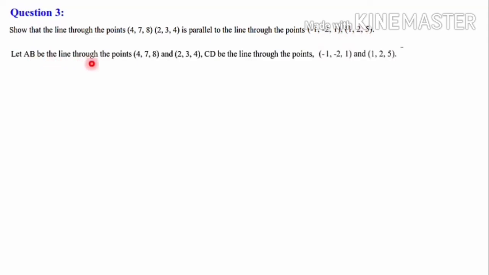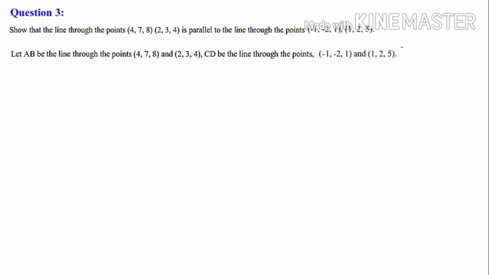So let AB be the line through the points 4, 7, 8 and 2, 3, 4, and CD be the line through the points minus 1, minus 2, 1 and 1, 2, 5. Here I am not drawing any line, so just imagine it. That will be easy for you to learn and practice for the examination. Then we have to prove that these two lines are parallel, which means the direction ratios are in proportion.